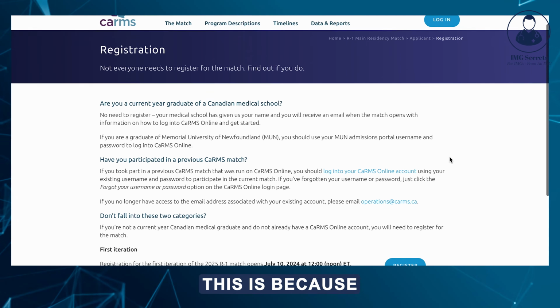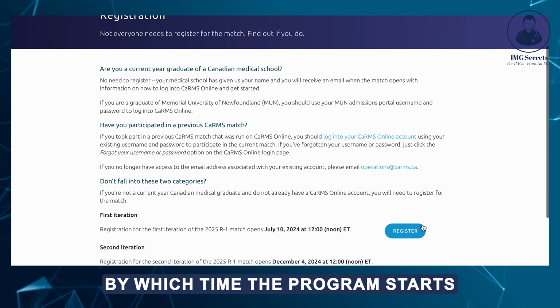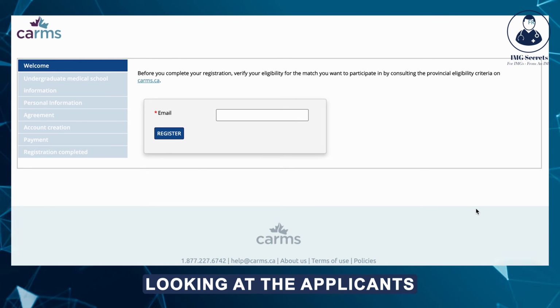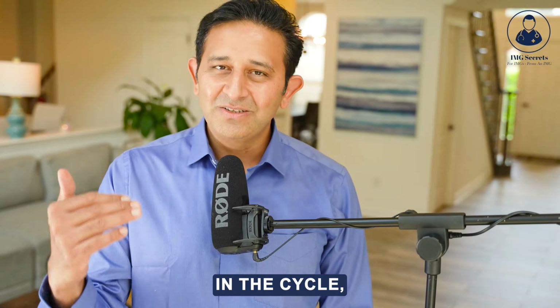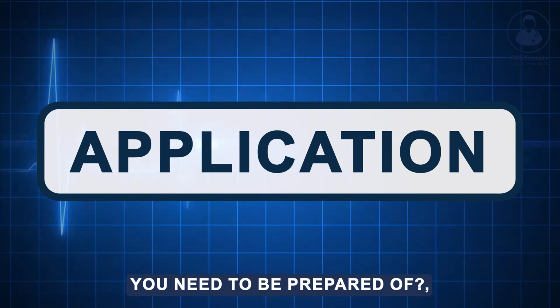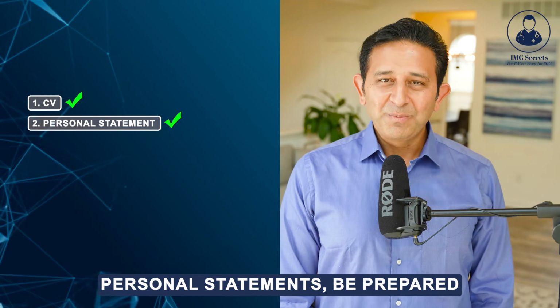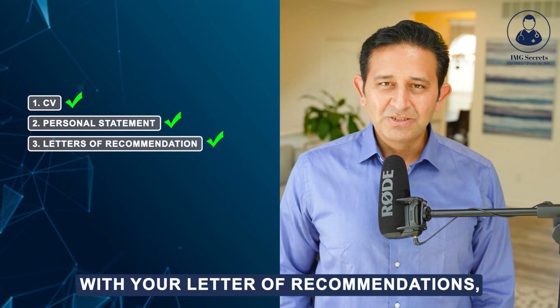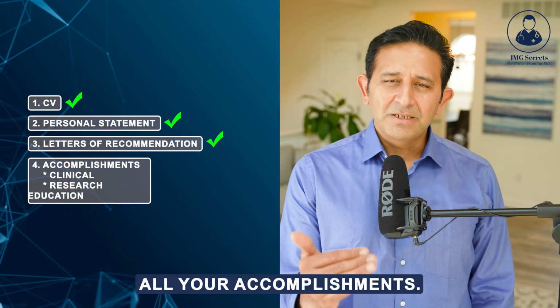This is because there is only a few weeks by which time the program starts looking at the applicants, and they would start calling the top-notch candidates for interviews early on. So you want to be early on in the cycle. Now, what are the things you need to be prepared of? Have a fantastic professionally made CV. Have a nicely written personal statement. Be prepared with your letters of recommendation. Be ready to write all your accomplishments.